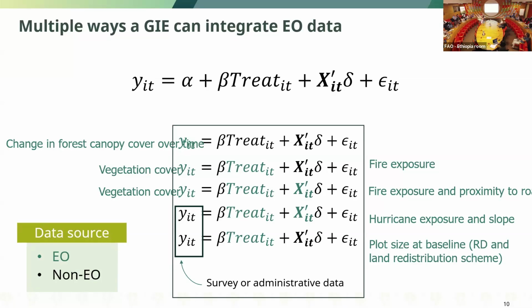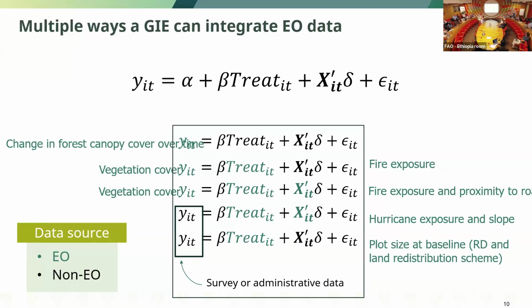So at the top, and again, apologies, there's a Google Drive and PowerPoint issue affecting the formatting, but you can imagine a study in which the only EO variable that's included in your study is the left-hand side. So there's a change in forest canopy cover. You're using, say, GFW data from WRI, and that's the only EO product that goes into your analysis.